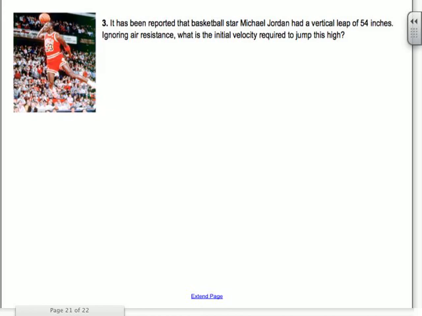We finally got to the Michael Jordan problem. Have you seen that picture forever? All right, so it's been reported that basketball star Michael Jordan has a vertical leap of 54 inches. Ignoring air resistance, what is the initial velocity required to jump this high?